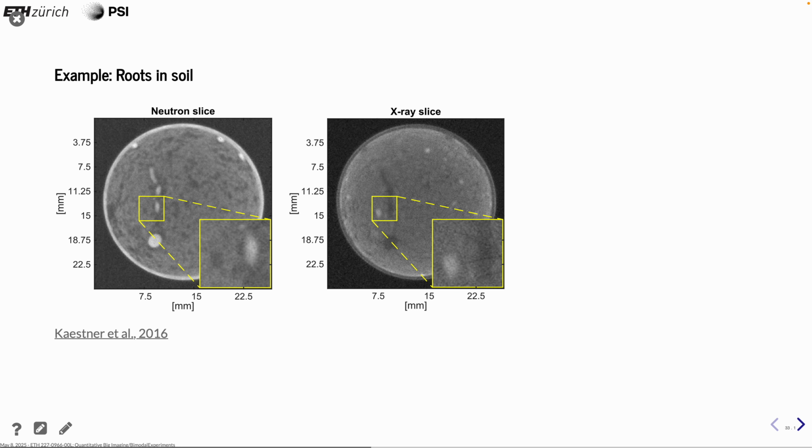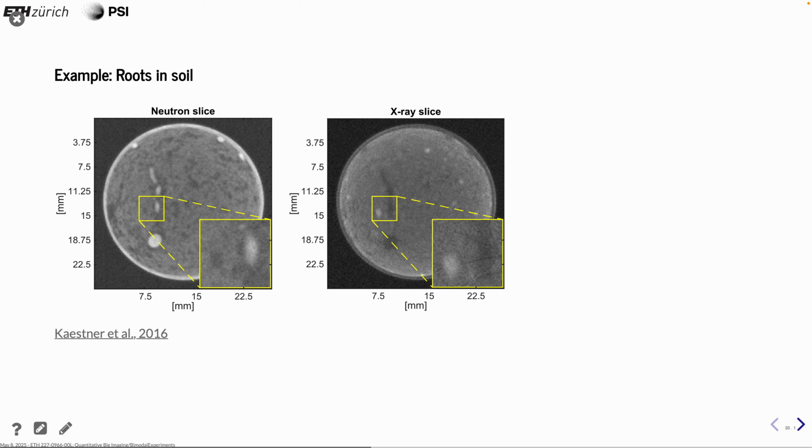So let's look at an example. We have here roots in soil, where I have a neutron image and an X-ray image. And you can see that they are very complementary. On one side you have something that looks like a hole here and something that is brighter. In this case it's actually a root. If you look at the X-ray, you can see that what we saw as a hole before must be something denser because it's coming out bright, so it's probably a stone of some kind. But the root turns just dark because it's a void, or for X-rays it appears to be a void.